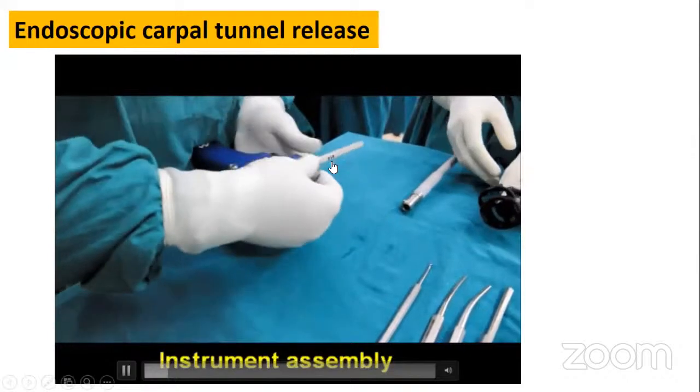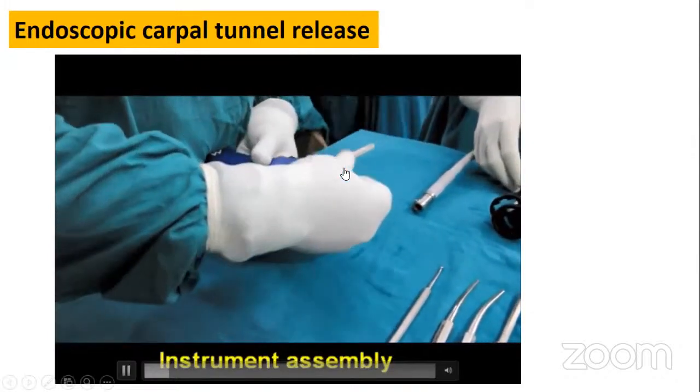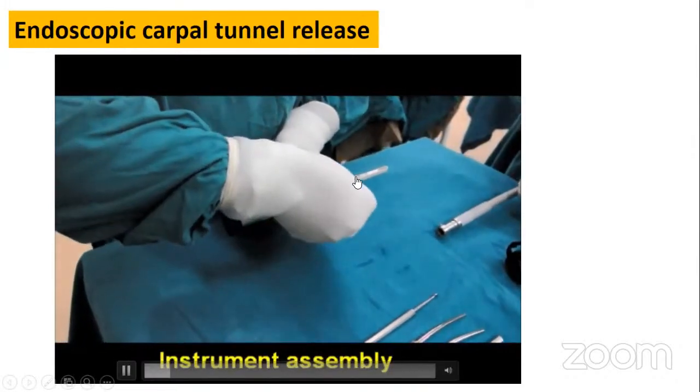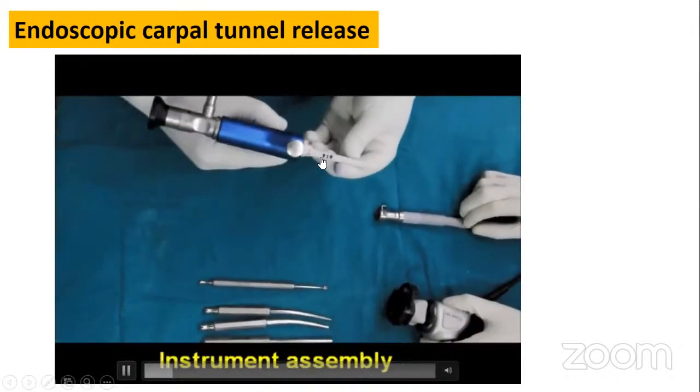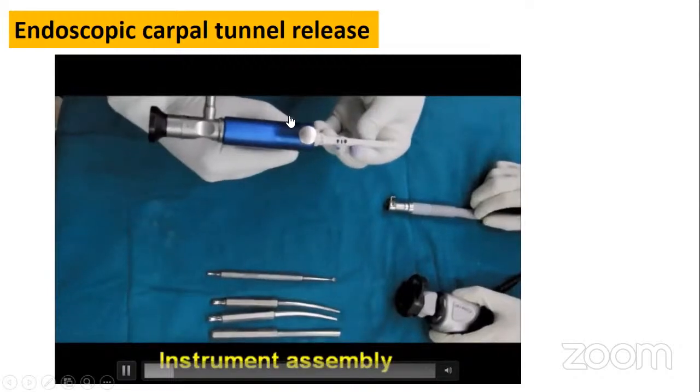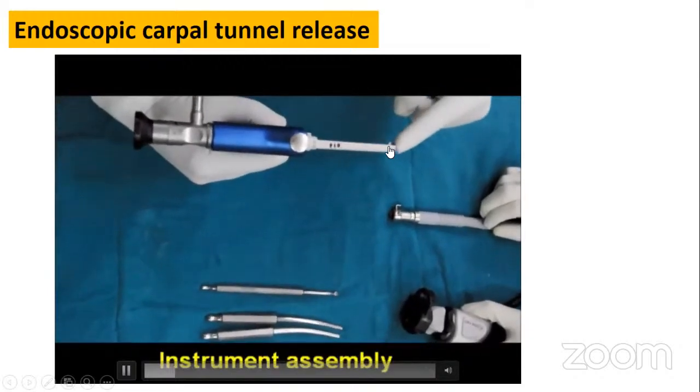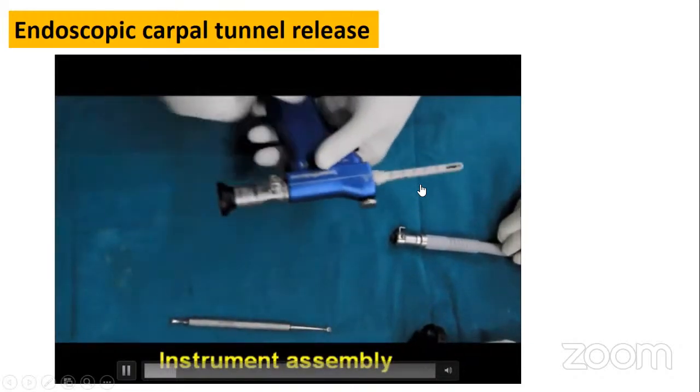These are supposed to be disposable blades, but we use them a couple of times after gas autoclaving and sterilization. If you press the handle, the trigger there, the blade comes up like this. So this is how the mechanism works here.